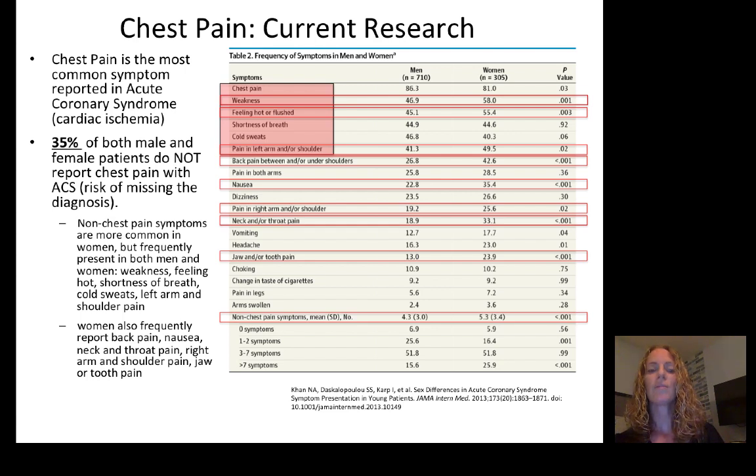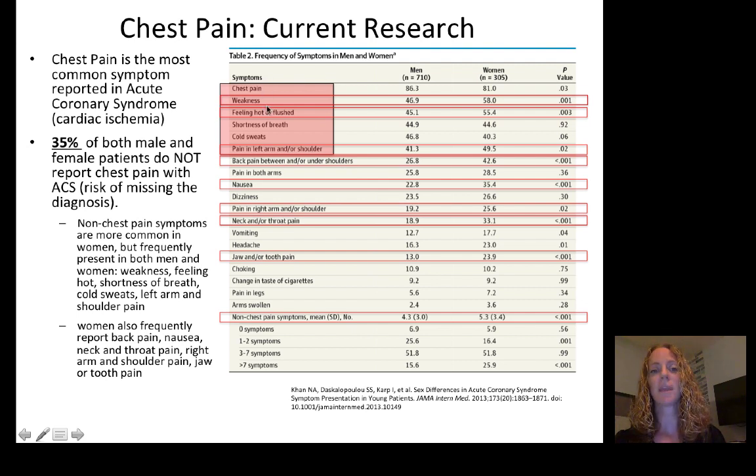One final note before we end is about chest pain. There's some current research that suggests that we need to think about chest pain a little bit differently than we have in the past. Chest pain is the most common symptom reported in cardiac ischemia, and this group of syndromes is the acute coronary syndromes. But 35% of both male and female patients do not report any chest pain with cardiac ischemia. This means that there's a risk of missing the diagnosis if you're only looking for chest pain.